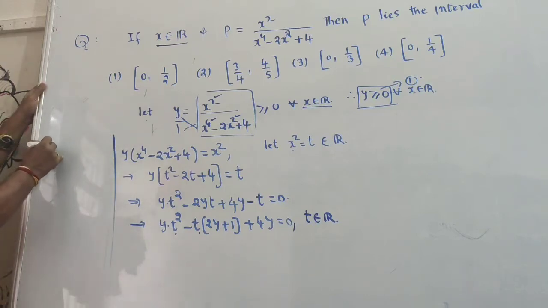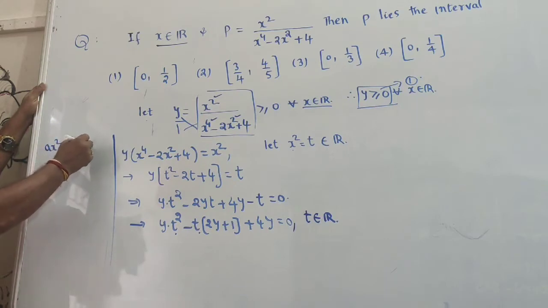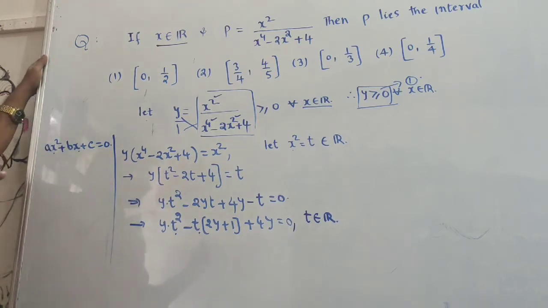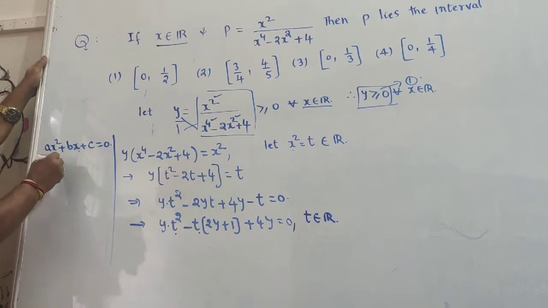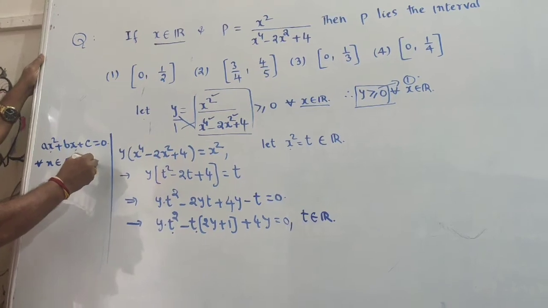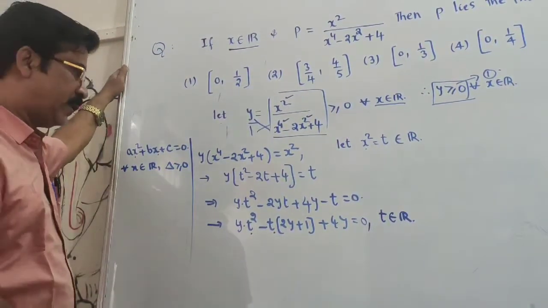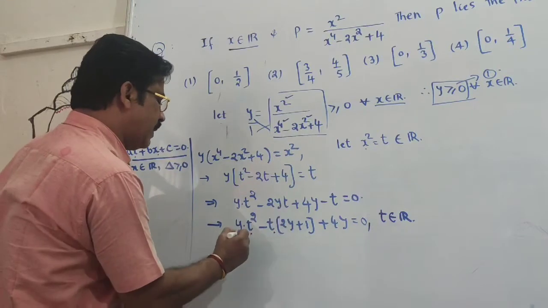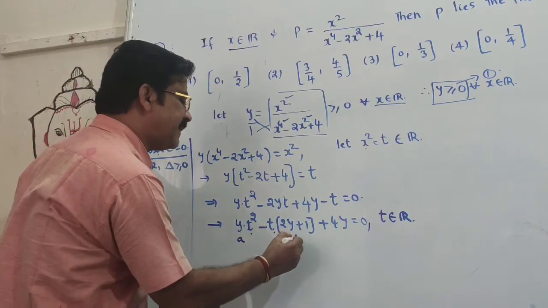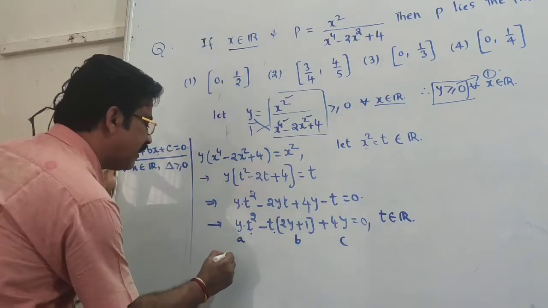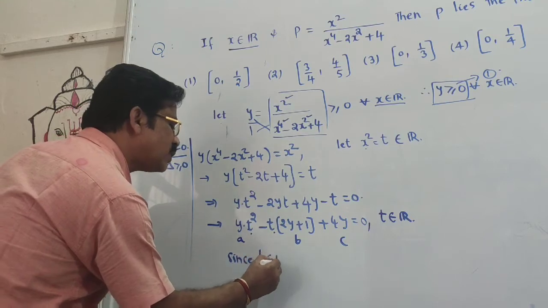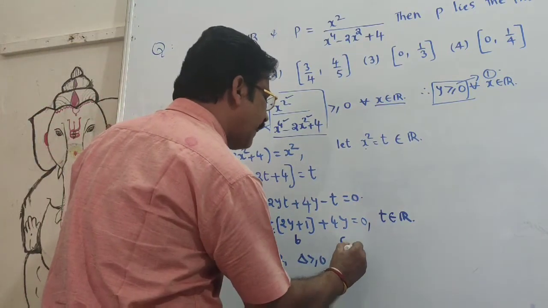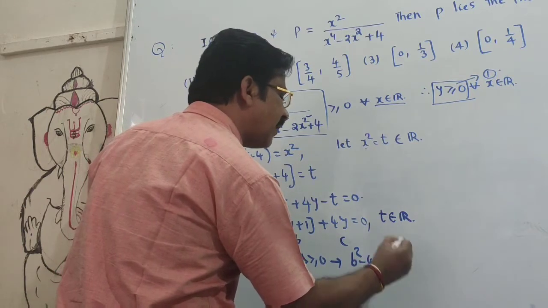Actually, for the quadratic equation ax square plus bx plus c equal to 0, x is a root or solution of the equation. Whenever the roots are real, the discriminant delta is greater than or equal to 0. Comparing with ax square plus bx plus c equal to 0, since t belongs to R, we have delta greater than or equal to 0. Delta means b square minus 4ac is greater than or equal to 0.